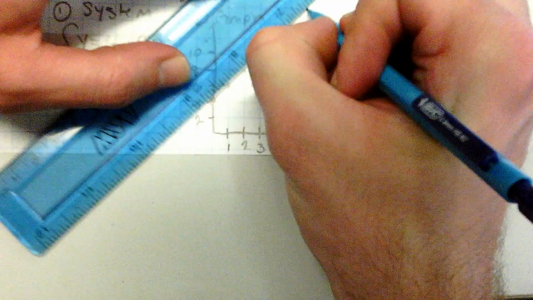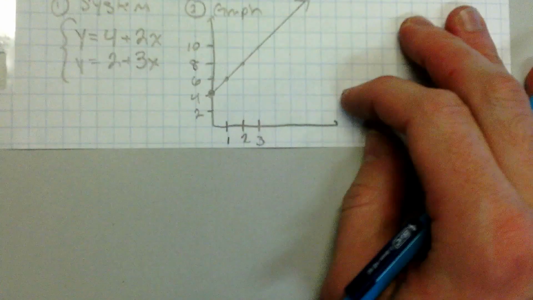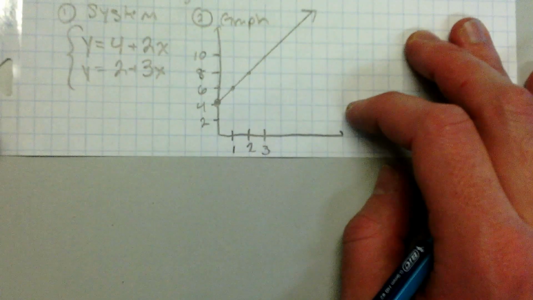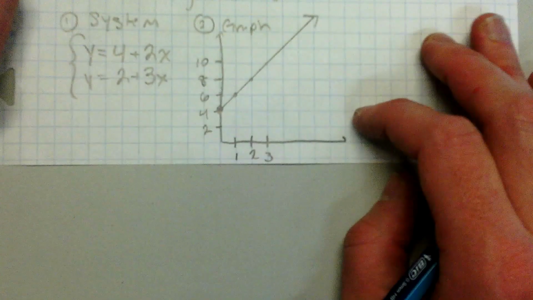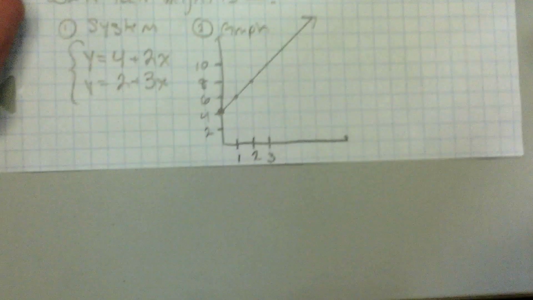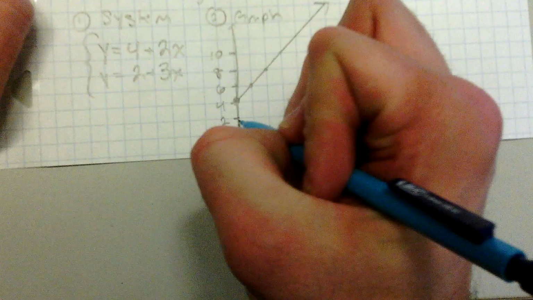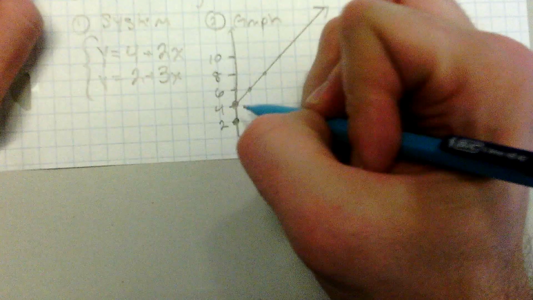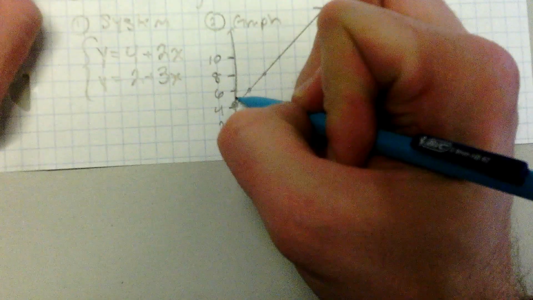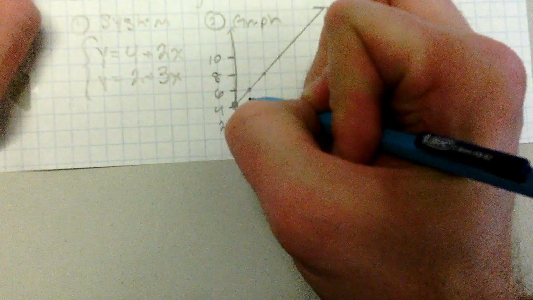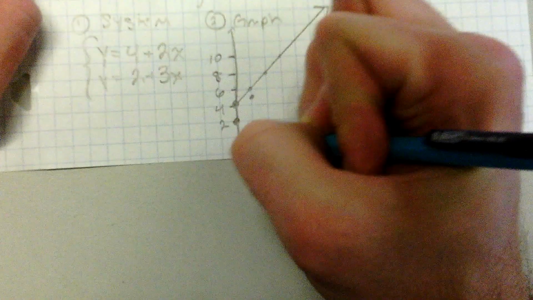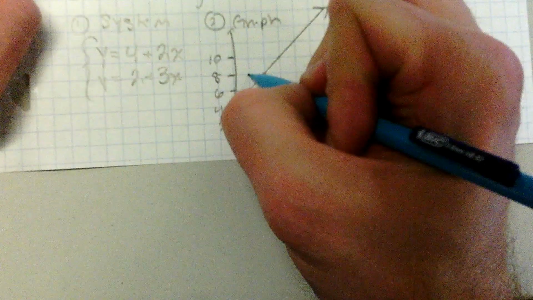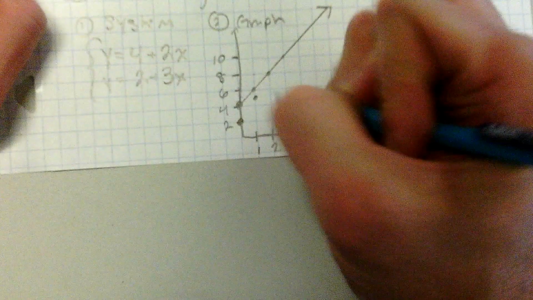You can do these in different colors if you want to as well. Then the second one starts at 2, but then goes up a week. So that's going to be 2 to 5 over 1. So there's a point at 5. And then up 3, 1, 2, 3 over 1. So 2, 8. And then it's going to be 3, 11.